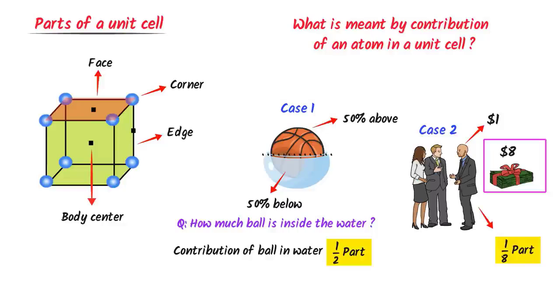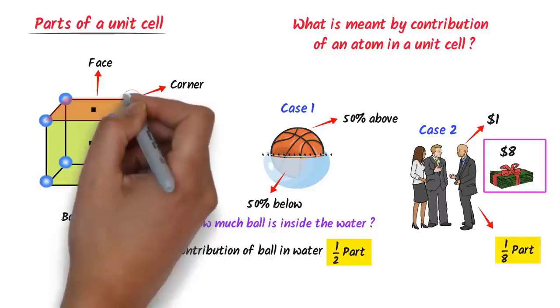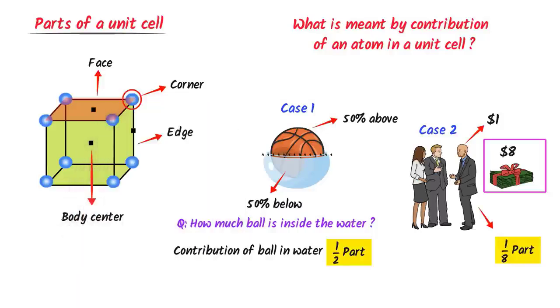Similarly, consider this unit cell. Let this atom be present at a corner. Now this atom seems to be present completely at the corner, but according to experiments, we have observed that only 1/8 part of this atom is present inside the unit cell. Let me repeat it: only 1/8th part of this atom is present inside the unit cell.